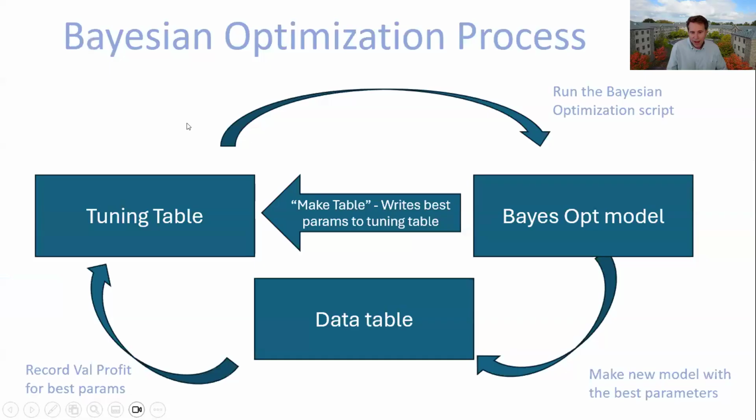So here's the process map for Bayesian optimization, right? You start with the tuning table, like I just said. You run that script, which gives you the Bayesian optimization model output. If you click the Make a Table there, it will write that new row over to your tuning table, but you have to step out of the optimization model and go back to your original data table, build a new model with the best parameters recommended by Bayes opt, get the resulting validation profit, and then that will add to your tuning table. Then you run the process again.